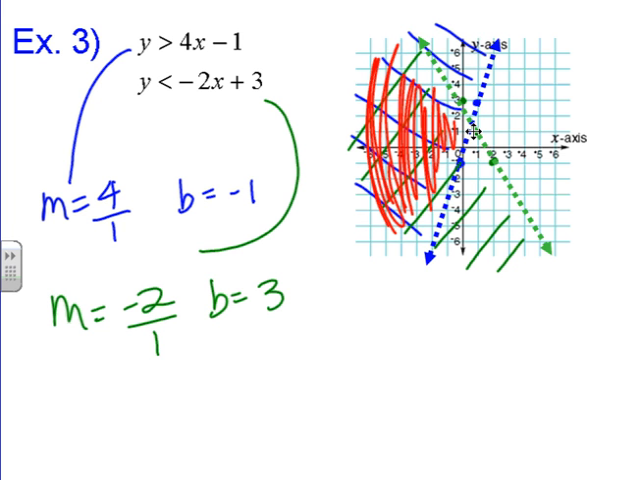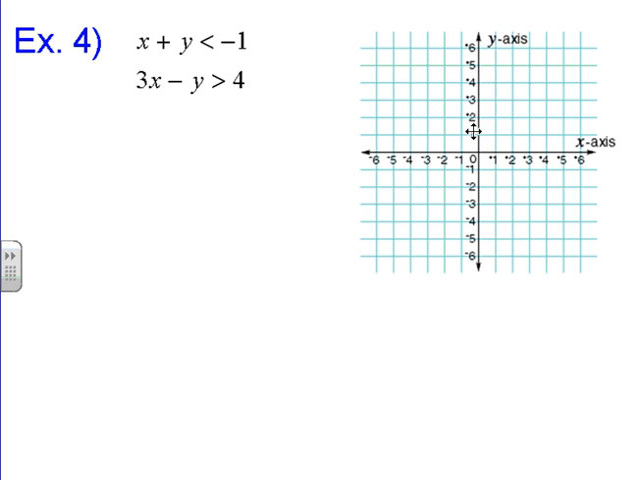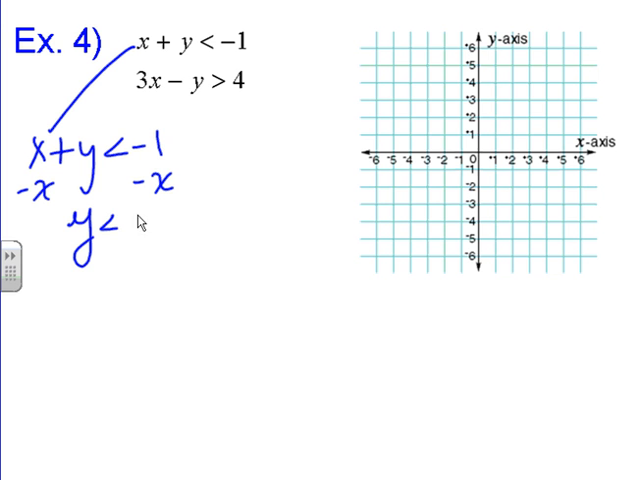We'll do it one more time, but we won't make it as easy. We'll put it in standard form and then have to convert it to slope-intercept form. So let's first take this first inequality, x plus y is less than -1, and let's convert it to slope-intercept form. So let's get the x off the left side and to the right. So that leaves us with y is less than -x minus 1.